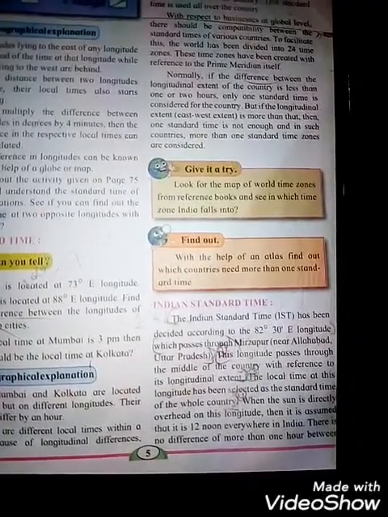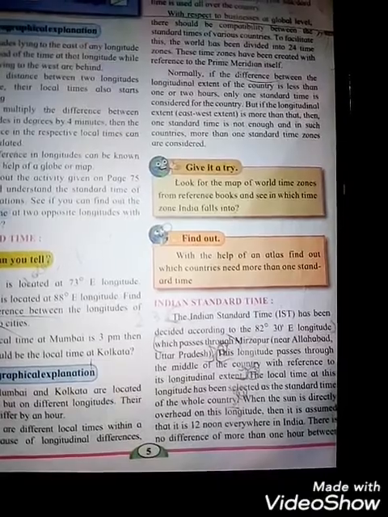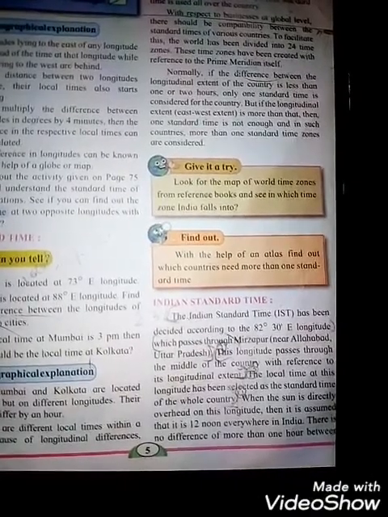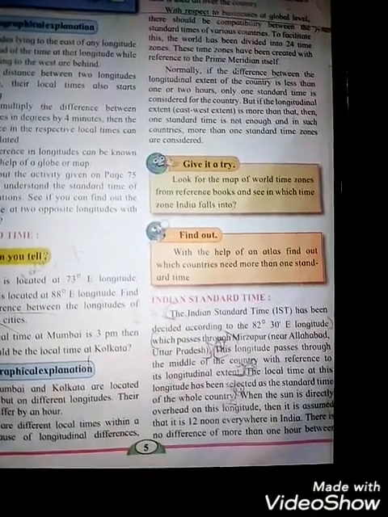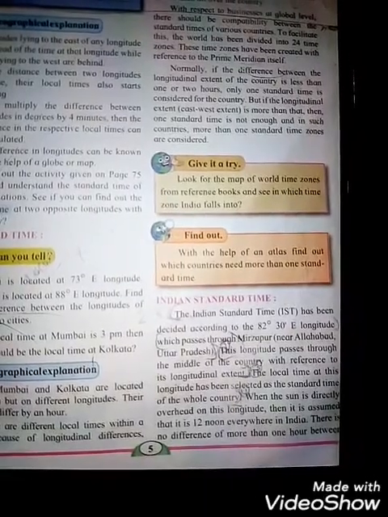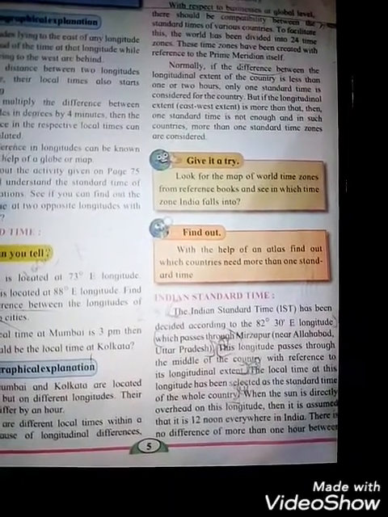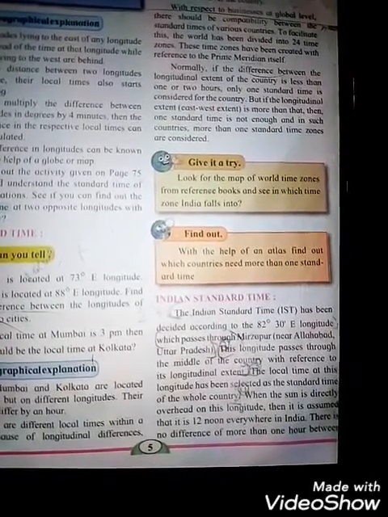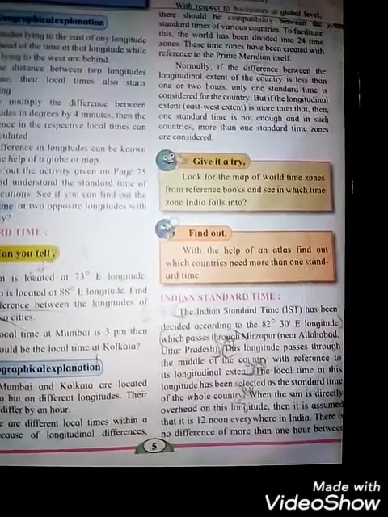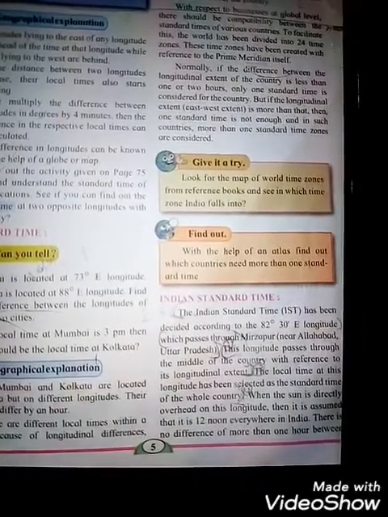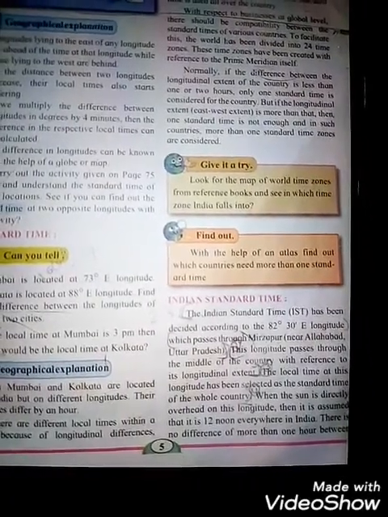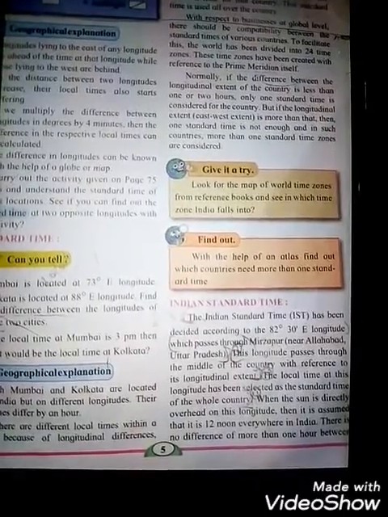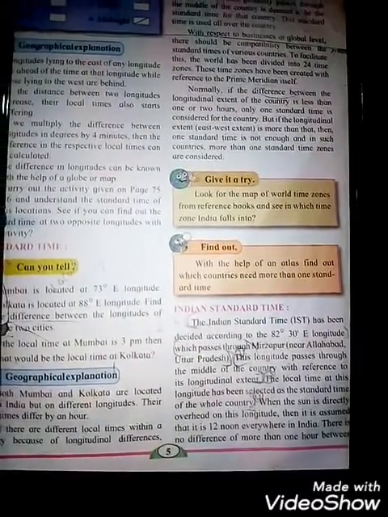When the sun is directly overhead on this longitude, it is assumed that it is 12 noon everywhere in India, and this way there is no difference of more than 1 hour. Understood, students? That means when the sun is directly overhead on this longitude, it is assumed to be 12 noon everywhere in India.